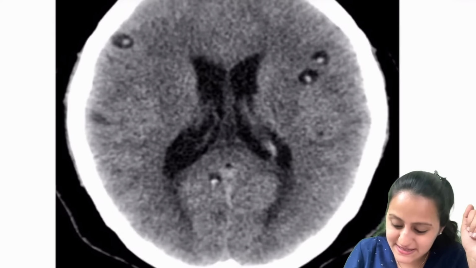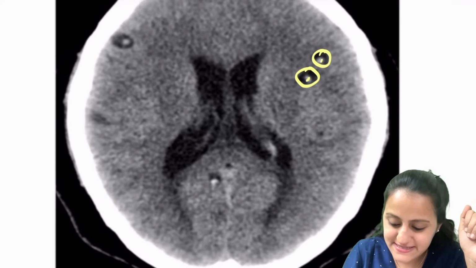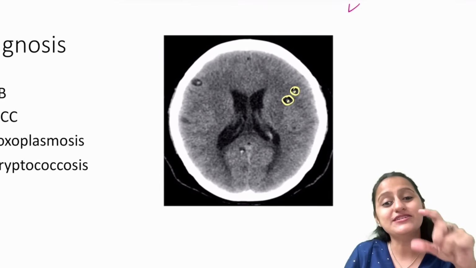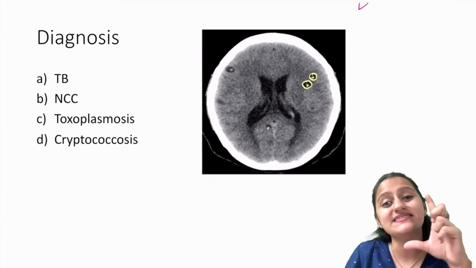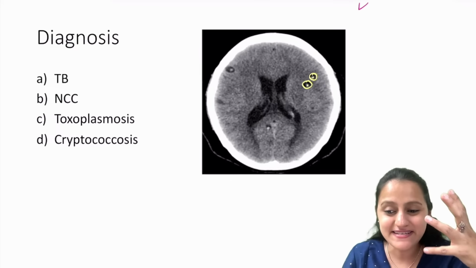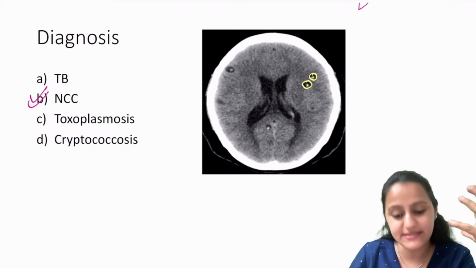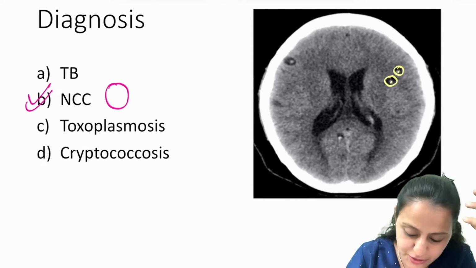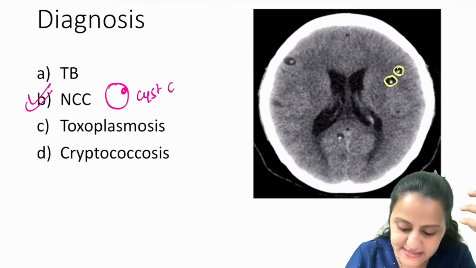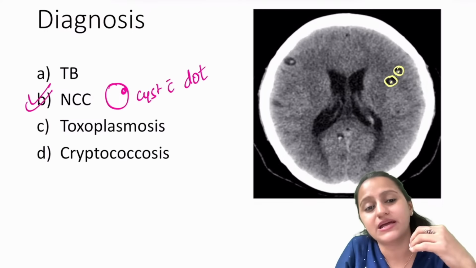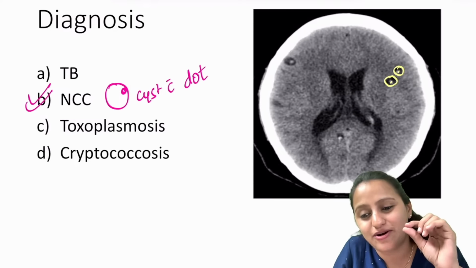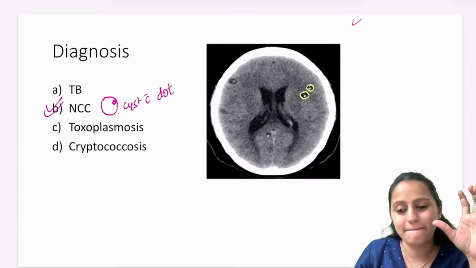So what do we see here? There's a cyst with a dot inside. So this is neurocyst. The dot is the scolex. So this is neurocysticercosis. You would see a cyst with dot appearance in the brain: neurocysticercosis. Is this clear with everyone?